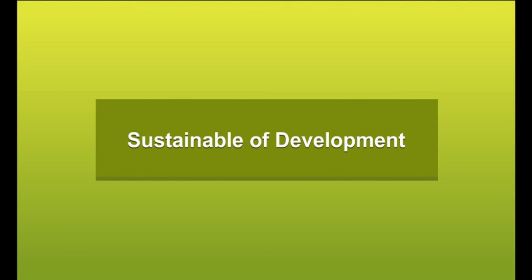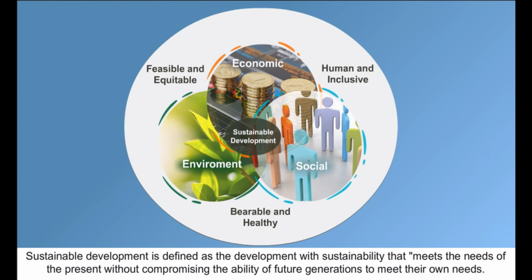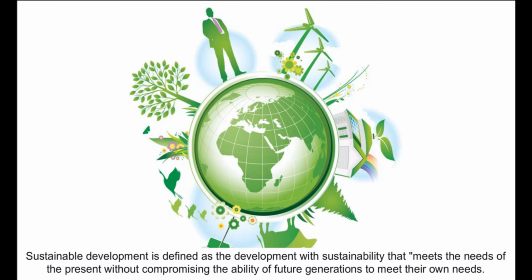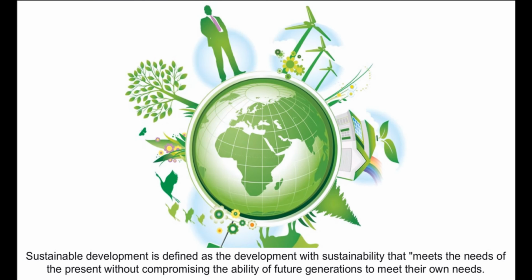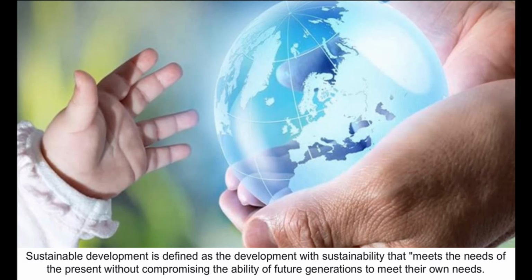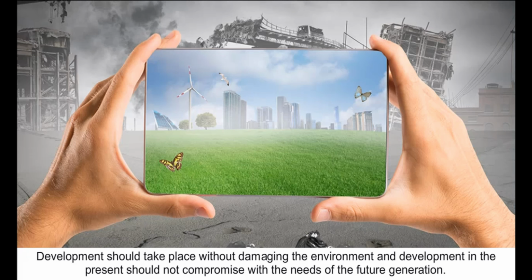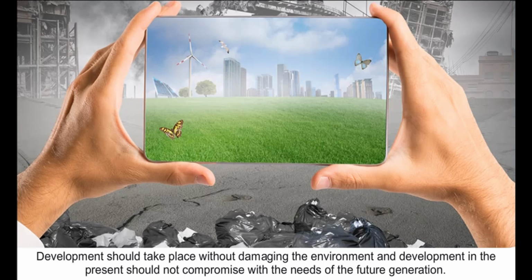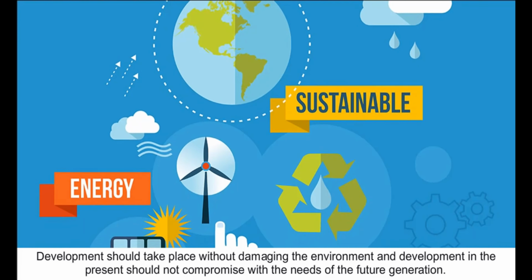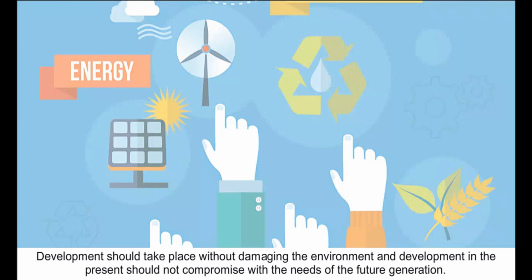Sustainability of development. Sustainable development is defined as development that meets the needs of the present without compromising the ability of future generations to meet their own needs. It means development should take place without damaging the environment, and development in the present should not compromise the needs of the future generation.